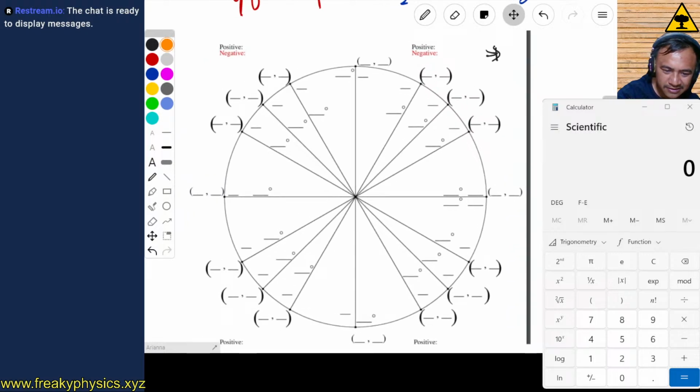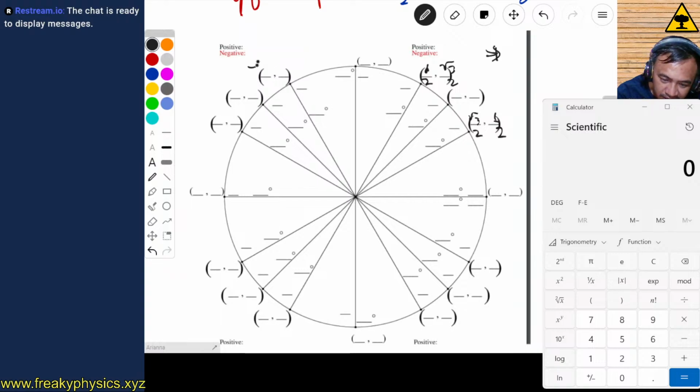Now, let's go back to this. Let's start with this. This is going to be square root of 3 over 2 and 1 half here. I'll write all those again. Sorry, the other way around. So this is 1 half, square root of 3 over 2.